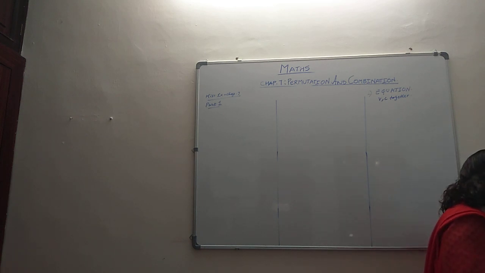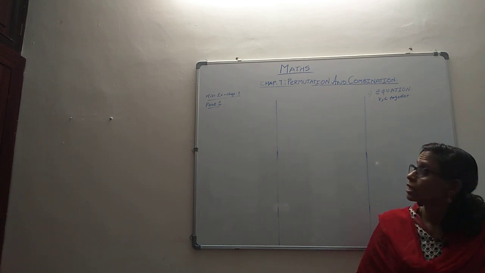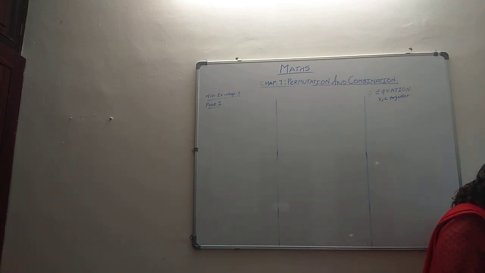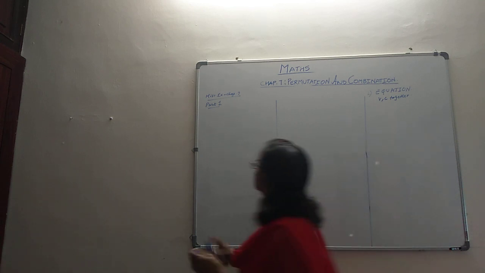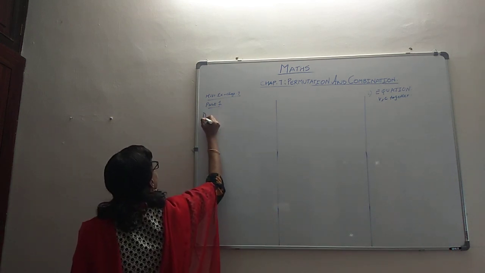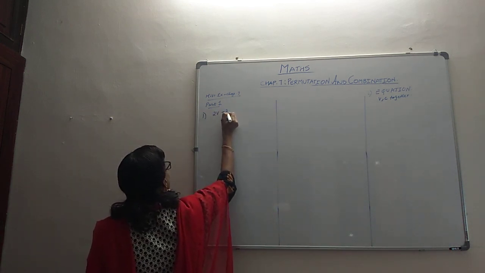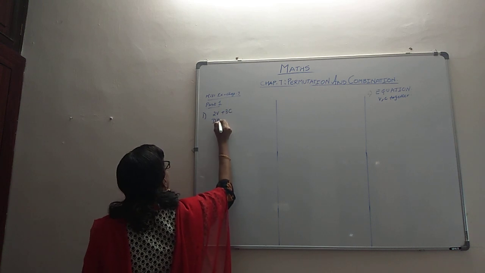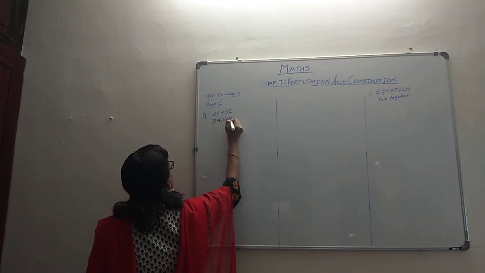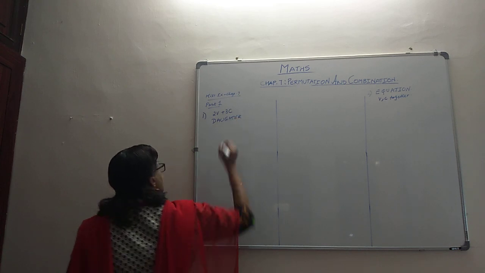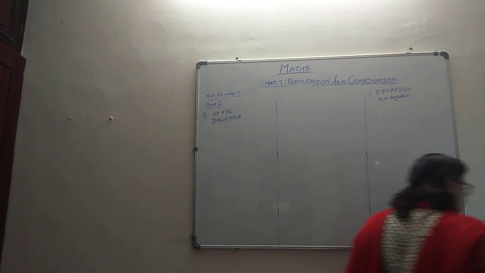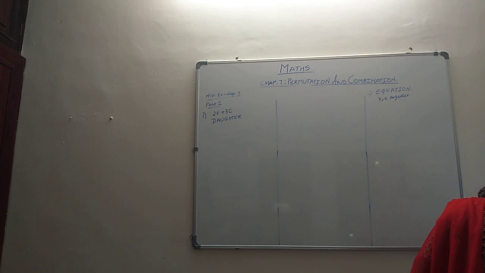How many words with or without meaning, each of 2 vowels and 3 consonants, can be formed from the letters of the word daughter? So 2 vowels and 3 consonants you have to use, and the word that you are taking up is daughter, from the letters of the word daughter.